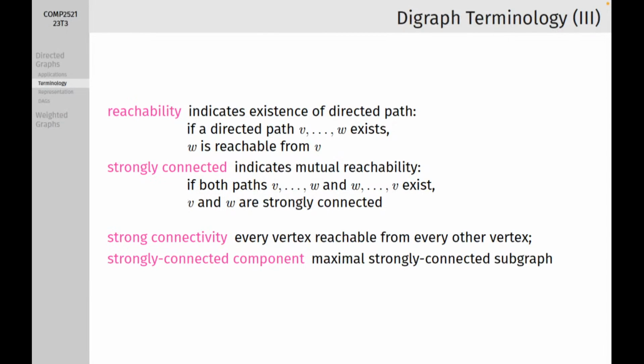In an undirected graph, if V has a path to W, then we say that V and W are connected. But in a directed graph, you might have a path from V to W, but you might not have a path from W back to V. So we have the idea of strongly connected. If V and W are strongly connected, then that means there's a path from V to W, and there's also a path from W to V.